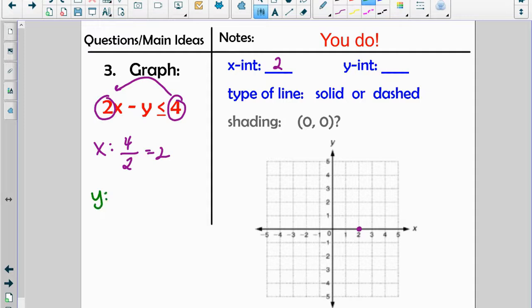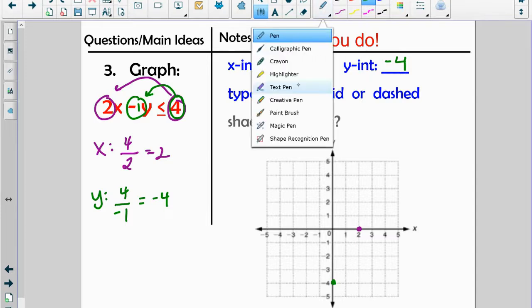To find my y-intercept, I take the constant number 4 and divide it by the coefficient of y, which is -1. Since 4 divided by -1 is -4, my y-intercept is at -4. I plot that on my graph on the y-axis.